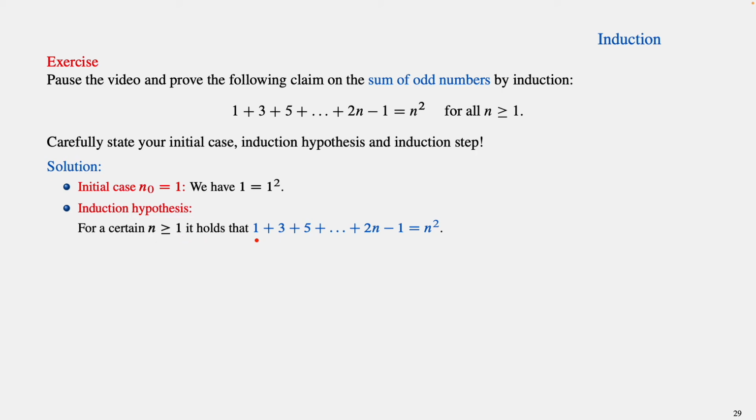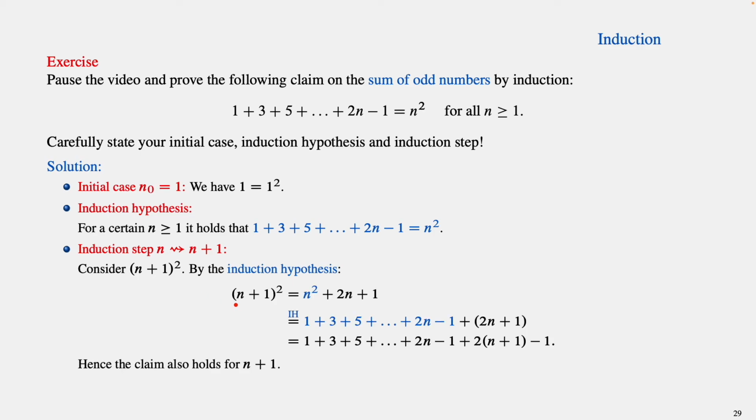That means we assume now that the sum from 1 to 2n minus 1 over all the odd numbers equals n squared. And now we do the induction step. We go from n to n plus 1. We consider n plus 1 squared and use the induction hypothesis. We first expand this term here, n plus 1 squared is n squared plus 2n plus 1. And now the n squared appears, and we can substitute this bit by the induction hypothesis. I mark this by IH here, so we make this substitution: 1 plus 3 plus 5, up to 2n minus 1, plus 2n plus 1.